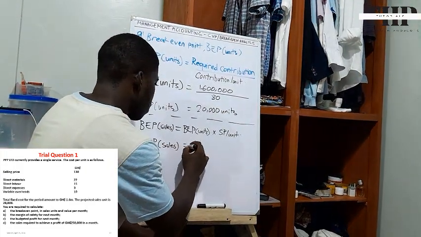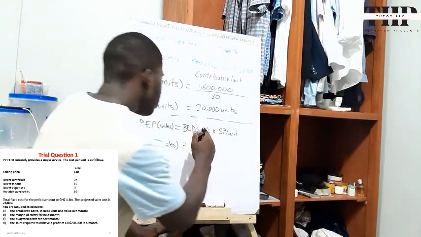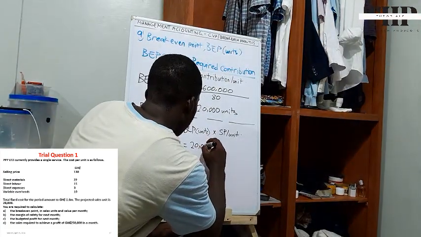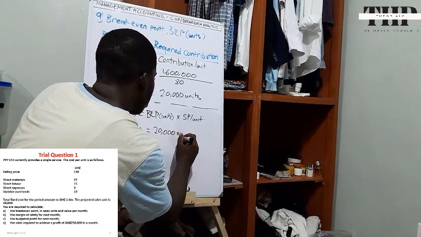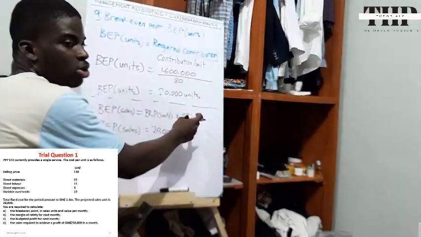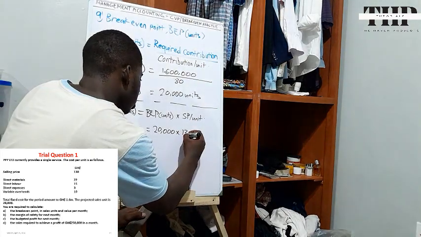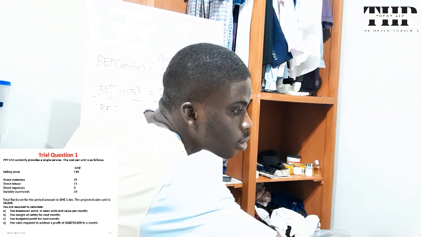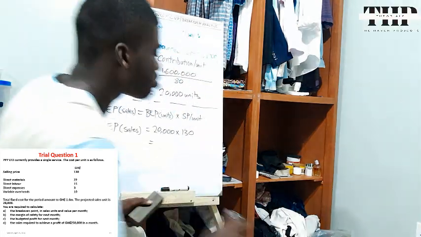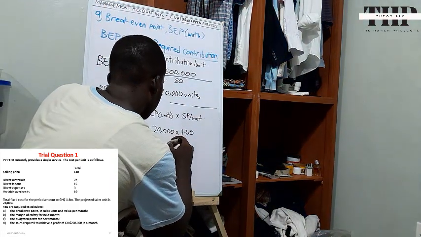So 20,000, right? The selling price per unit was 130. That gives 2.6 million.